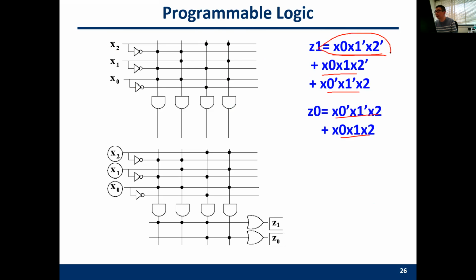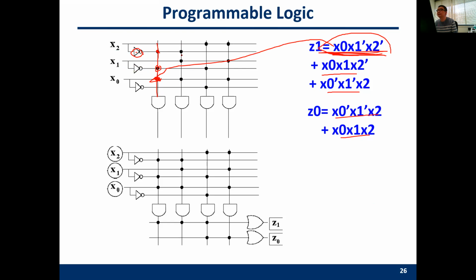to implement this part, x0, x1 bar, and x2 bar, we need to have this switch closed. When this switch is closed, we can have x0, like this. And then we have x1 bar, because this is a NOR gate. And then we have x2 bar, because this is a NOT gate. So by this line, we can implement this minterm.